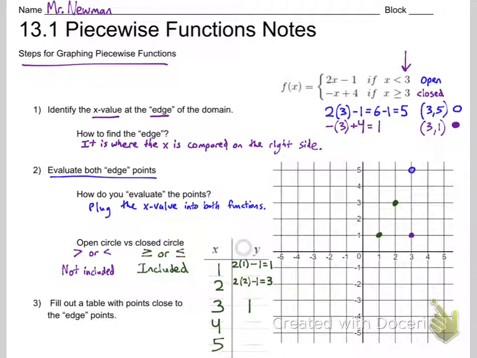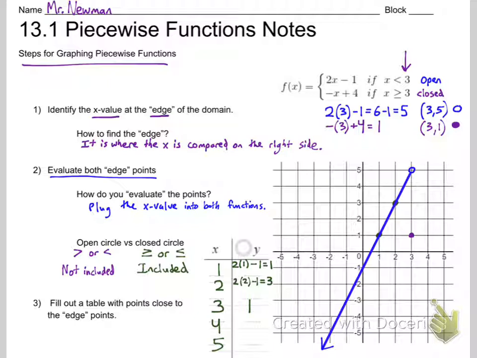Notice that both of those and the open circle all use the function 2x minus 1. So I want to connect those dots. And I'm going to connect that and keep the line going. Even though I didn't evaluate the other points, I know it makes a straight line. And so we draw our graph like that.